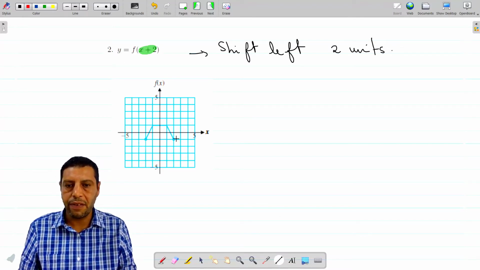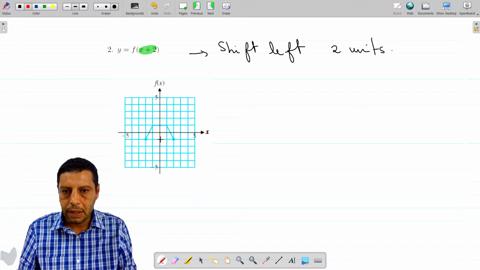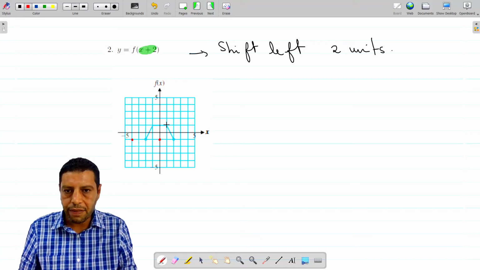Now we're gonna try to draw this. So we're gonna shift, for example, this point, okay, 2 units to the left, and we're gonna obtain a new point here. Okay? Same thing for this point. If you shift it 2 units, you're gonna obtain this. If you shift this point 2 units left, you're gonna obtain this point. And if you shift this original point to the left 2 units, you're gonna obtain this.